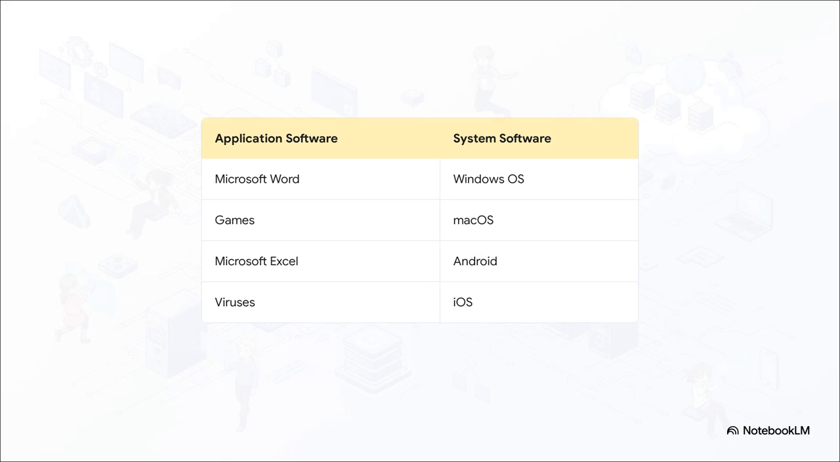Application software. That's all the programs we choose to use every day. Think Microsoft Word for writing a doc, a web browser to surf the internet, or a game to just unwind. But, and this is a big but, none of that would even be possible without the system software. That's the foundation everything else is built on, like Windows or Mac OS. You don't really use it in the same way, but it's what's running the whole show.